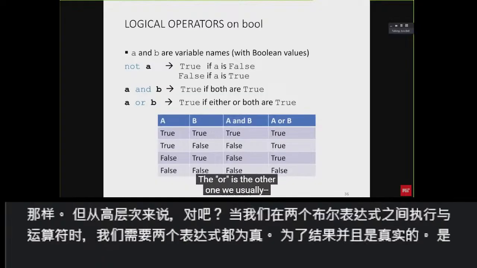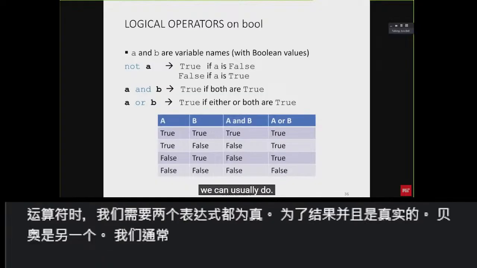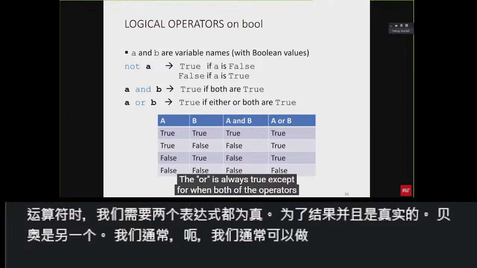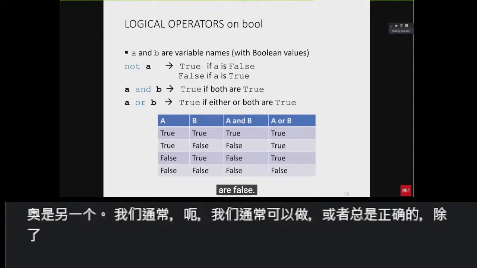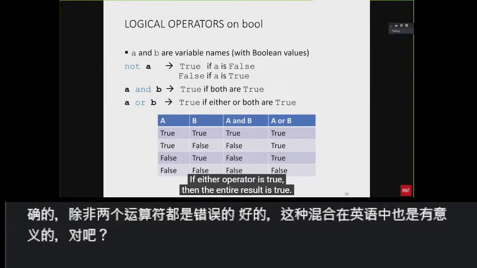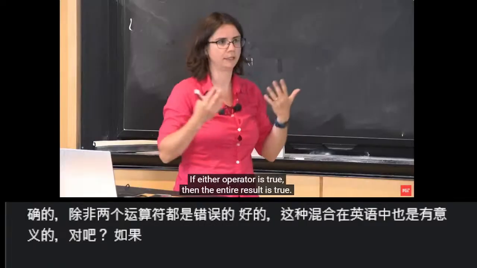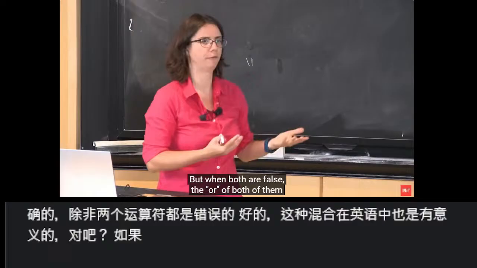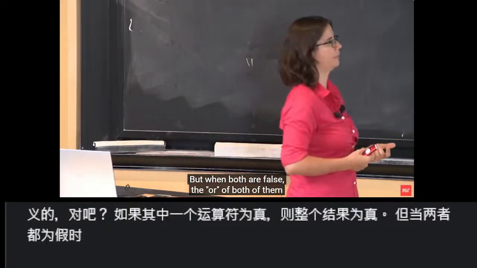The OR is the other one we can usually do. The OR is always true, except for when both of the operands are false. Right? And it kind of makes sense in English too. If either operand is true, then the entire result is true. But when both are false, the OR of both of them is false as well.